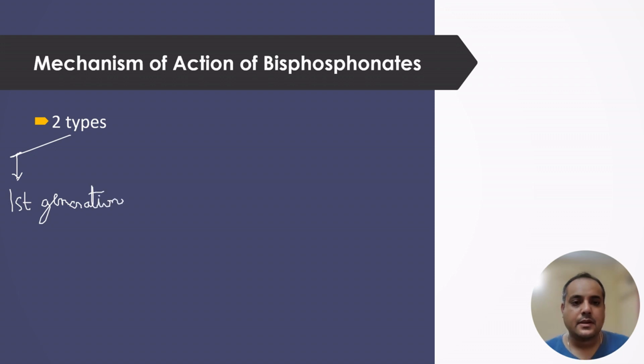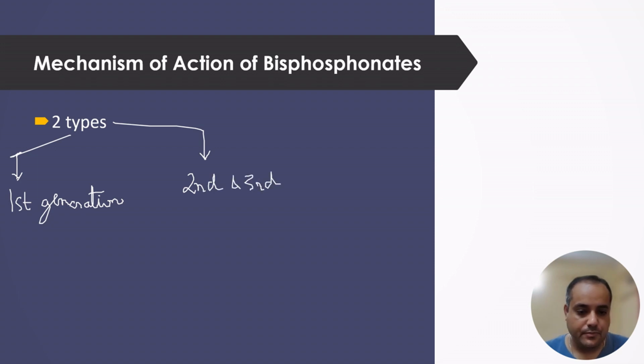And then there is a separate mechanism of action for the nitrogen containing bisphosphonates, or the second and the third generation of bisphosphonates. So based on whether the bisphosphonate has nitrogen or does not have nitrogen in it, there are two kinds of mechanism of actions.